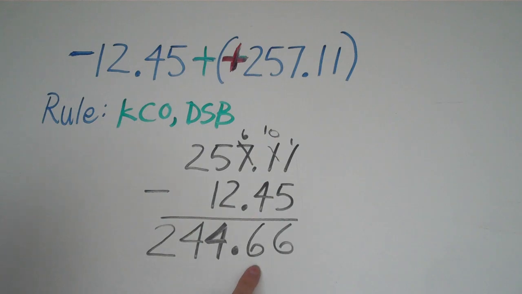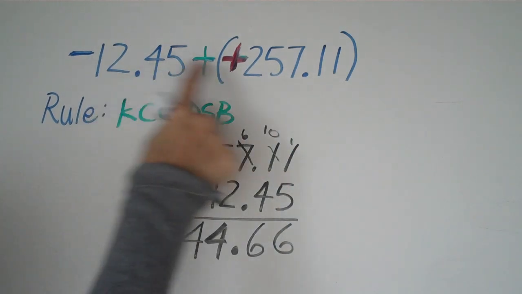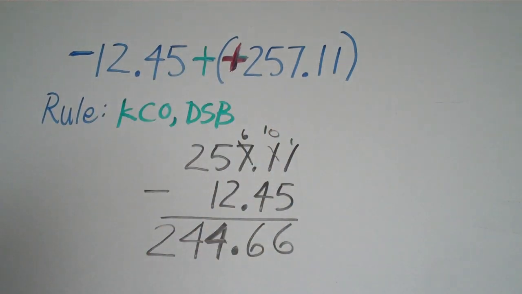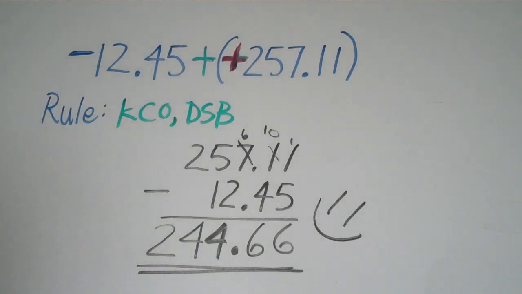And now we're going to look at our sign to determine what is bigger, the 257 or the 12. Clearly 257 is bigger than 12. Pretty easy. It's a positive answer again. And that is our final answer. So replay these so you guys can get extra practice on your rules. And practice, practice, practice.